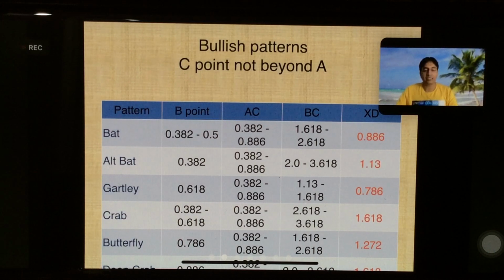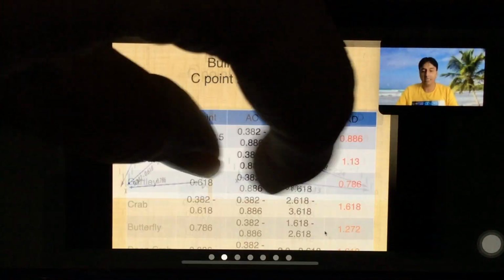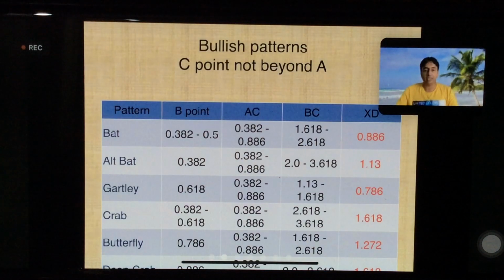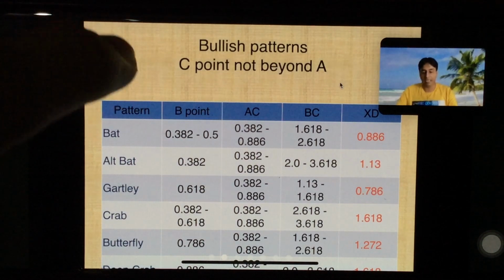If it's 0.786, there is only one pattern, butterfly 1.272, and if it's 0.886, deep crab, then it will be 1.618. So this table and the image can help you.